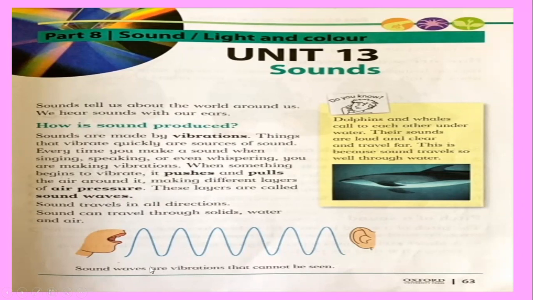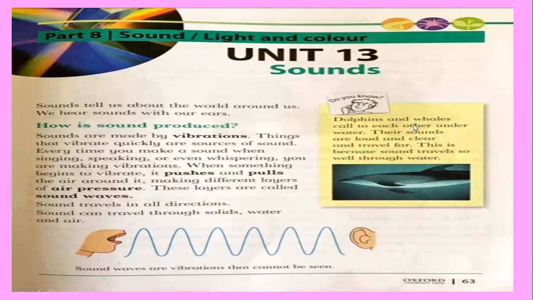Look, these are the layers of air. This is one, this is another, third, four, five, six. So these are called sound waves, which we cannot see. Sound travels in all directions. Sound can travel through solids, water, and air. Everywhere sound can travel. Understand, kids?